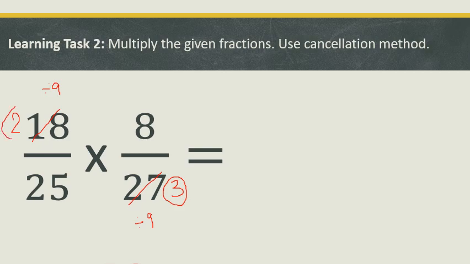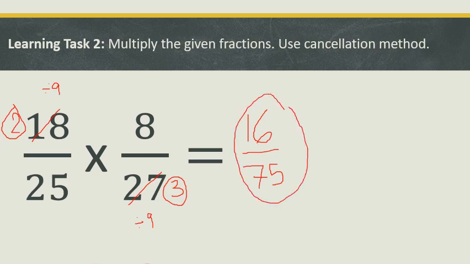Okay, then next. Yung 8 and 25, may common factors po bang 8 and 25? So, wala. Diretso na po tayo sa pag-multiply. So, yung 2 times 8 is 16. And then, 25 times 3 is 75. Since wala na silang common factor, wala na pwedeng i-divide sa kanila pareho, so ito na po yung ating answer.